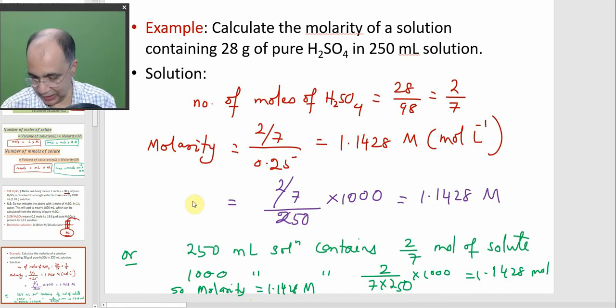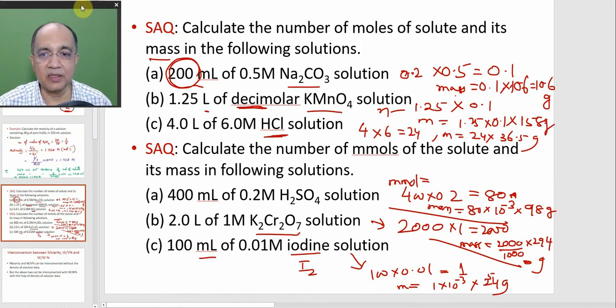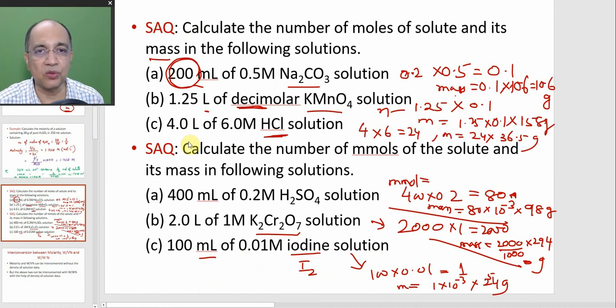Now let us take up some SAQs. I suggest you solve these on your own. Don't look at this. Rather, solve all of these on your own again without looking at this. Promise? Promise.